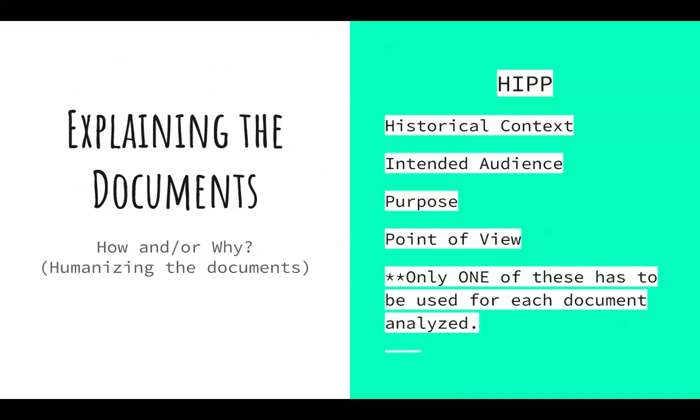So again, HIP. We're almost humanizing the documents when we're explaining them, because we're taking them from words on a page and showing that they're coming from a human being or from a real historical situation, and so that impacts how somebody is writing. And when you are explaining the documents, you don't have to do HIP for every single one. You just use one of those things to analyze a document. So maybe I just talk about intended audience. Maybe I just talk about the historical context. And we'll look at several pieces that we could do.